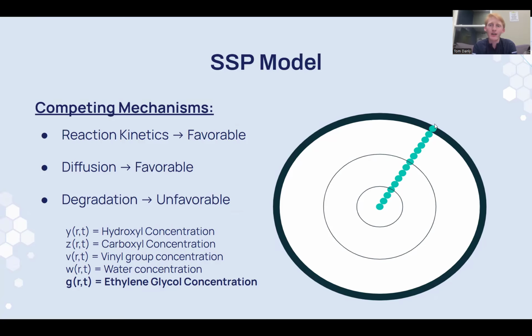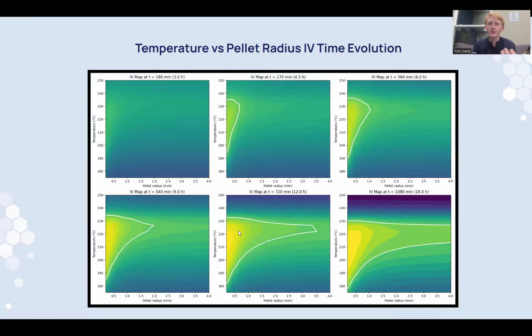You have a spherical pellet using the method of lines strategy, using 15 discrete nodes to model the diffusion of the ethylene glycol out, and to also model all of these groups here to be able to calculate molecular weight and intrinsic viscosities. Through this process, I was able to create six processing diagrams of temperature versus pellet size, seeing how this evolves over time.